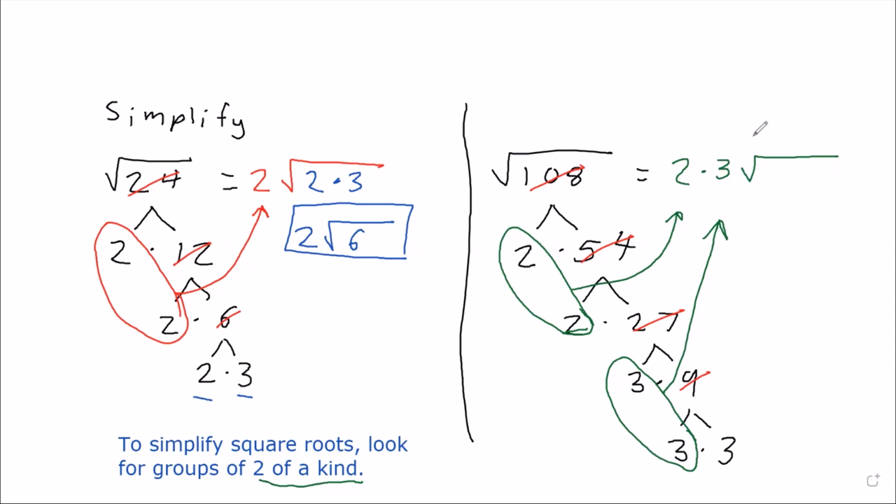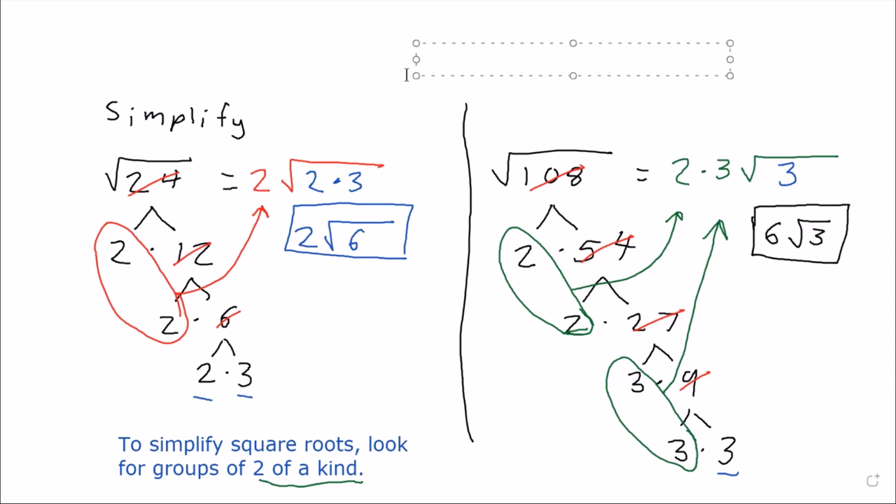The one number that did not get grouped up, the 3, stays inside of the square root, which means that your final answer is 6 square root of 3, because 2 times 3 on the outside equals a 6 on the outside.